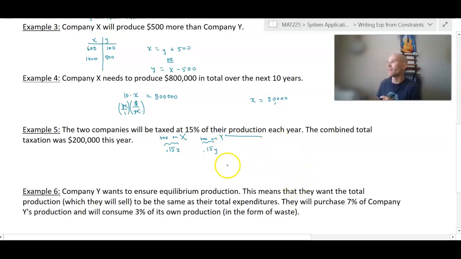Now, when I combine those, when I total the taxes, that should come out to $200,000. So 15% of dollars is dollars. 15% of dollars is dollars. Dollars plus dollars is dollars. So notice that my units are still dollars plus dollars equals dollars. That's another key point that I want to emphasize here: always check your units.